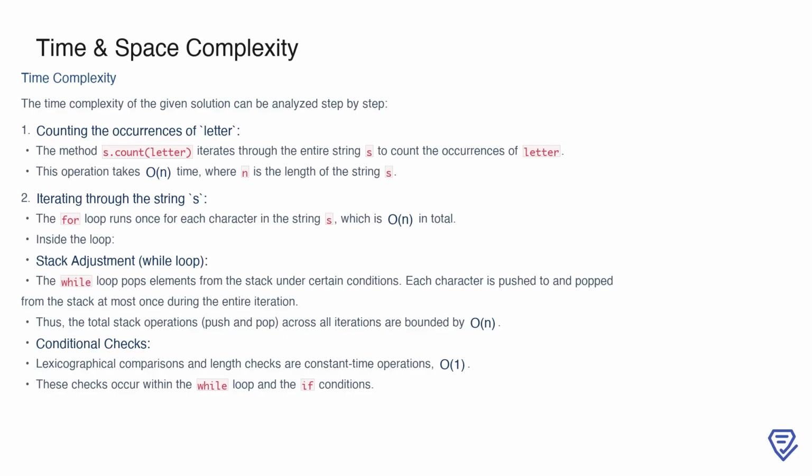Importantly, each character can be pushed to or popped from the stack only once during the entire process. Therefore, the total stack operations, including all pushes and pops, are bounded by n. Additionally, the conditional checks performed within the while loop or if statements involve constant time operations, O(1). These checks do not affect the overall complexity since they are insignificant compared to the O(n) operations. Together, these components form the foundation of the algorithm's efficiency analysis.